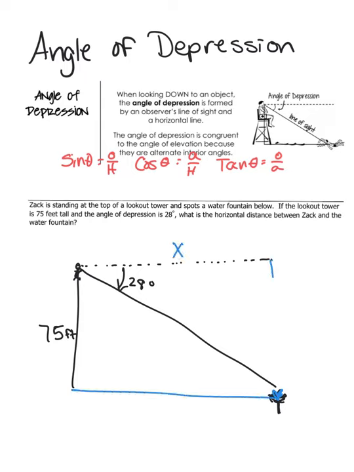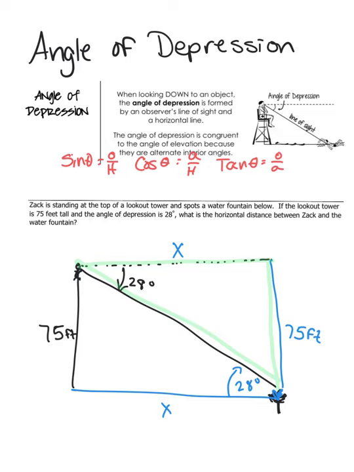So remember, we can make a rectangle. This would also be 75 feet. This would also be x. And the angle of elevation would also be 28 degrees. And I can use any of the triangles I want, but I want to use the one using the angle of depression because that's what this video is about.